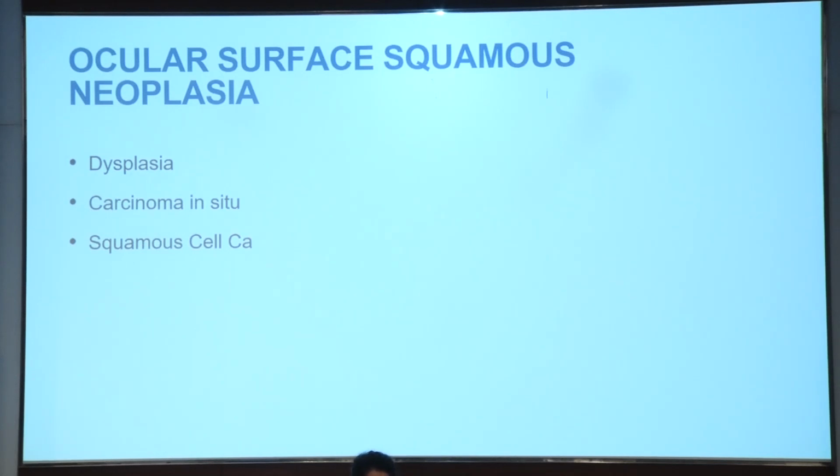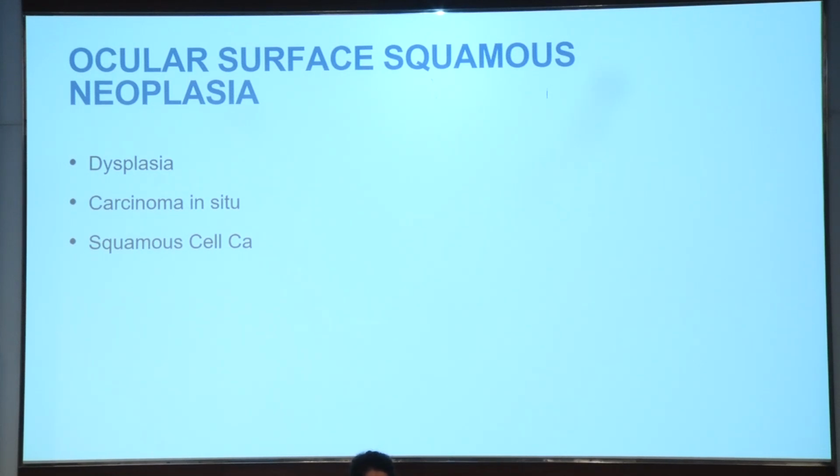So OSSN that we just talked about, that's basically ocular surface squamous neoplasia. It's squamous cell carcinoma or carcinoma in situ or dysplasia. This is just a term that we use. The exact diagnosis can be made histopathologically, whether it's just a dysplasia, a CIN or carcinoma in situ, or an invasive squamous cell carcinoma.